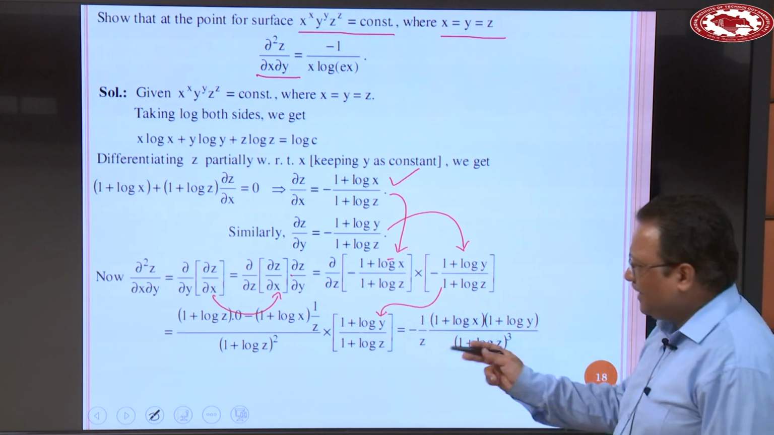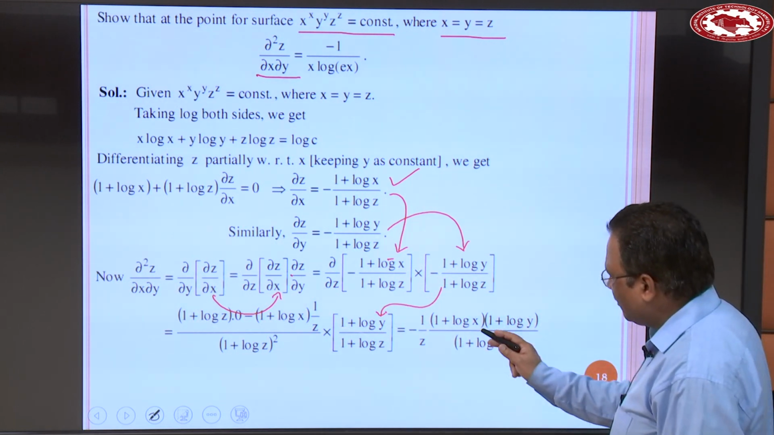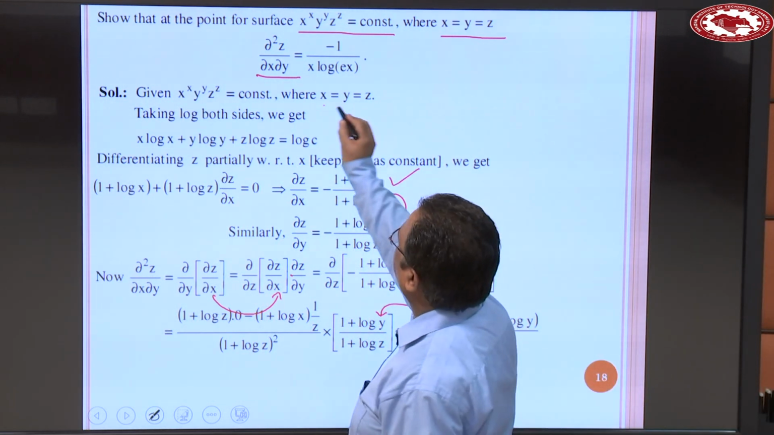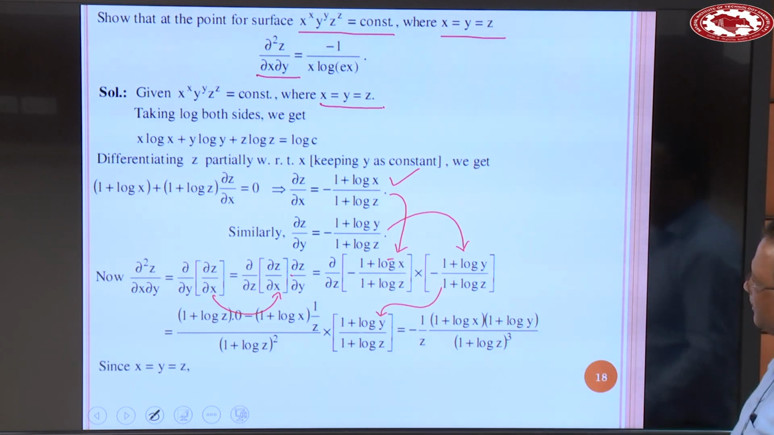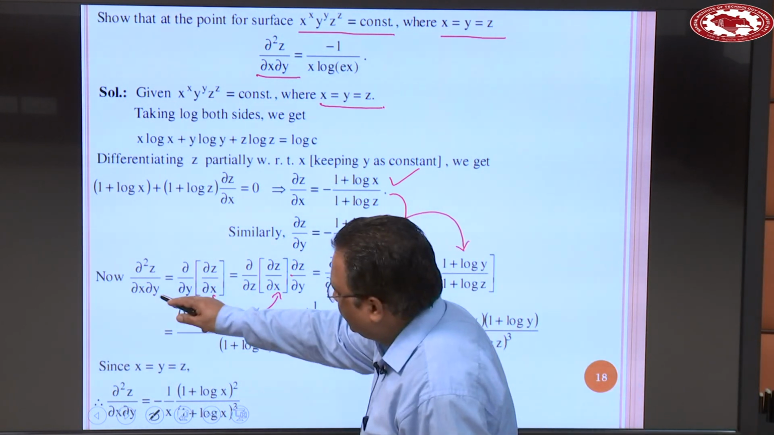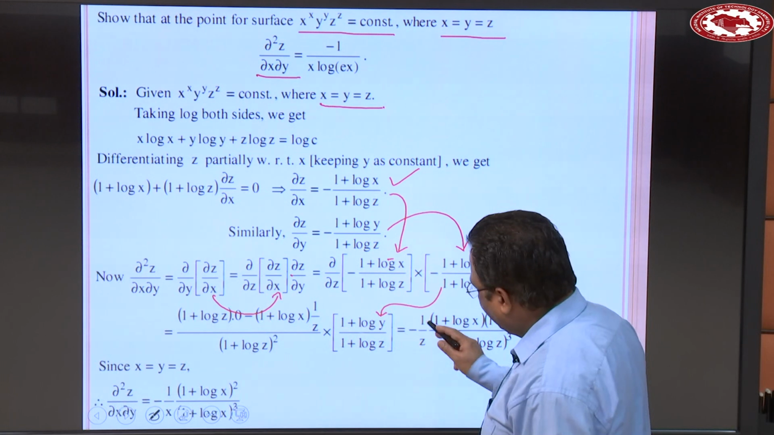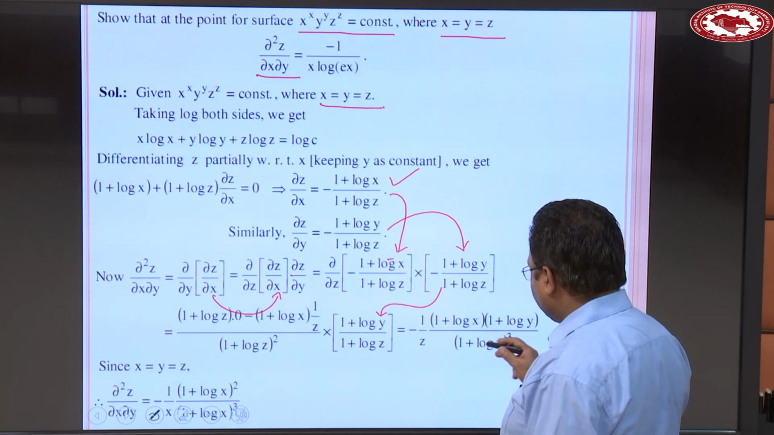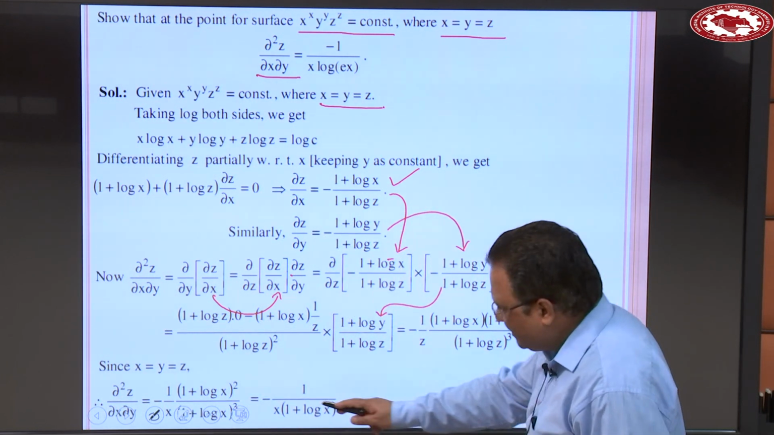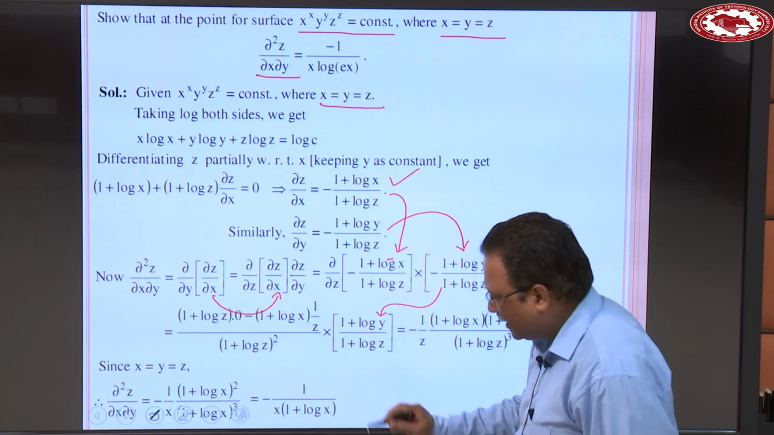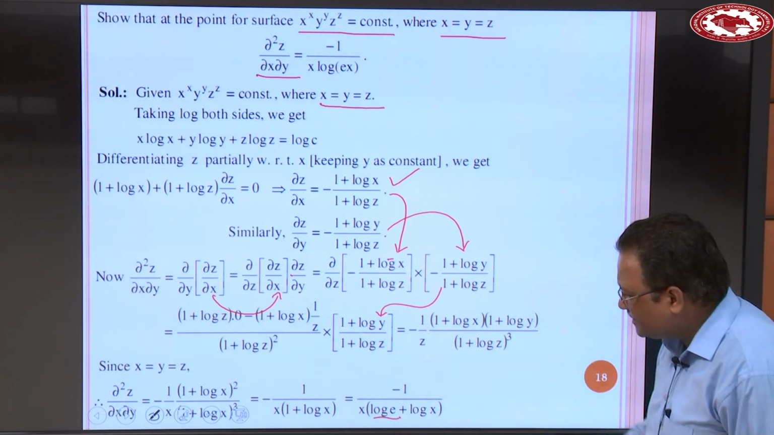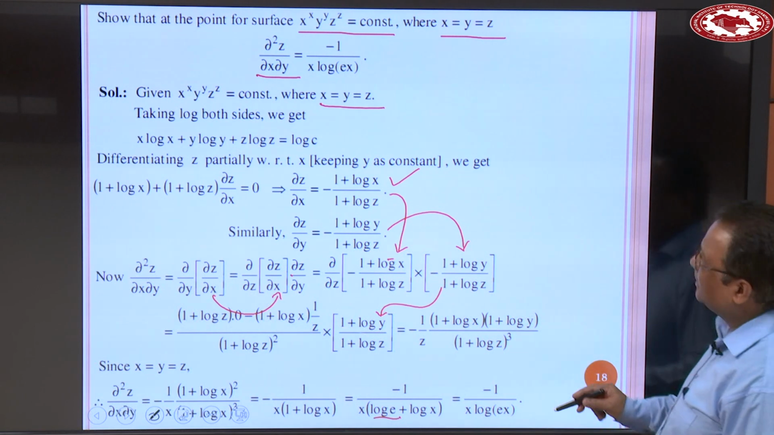Now, simplify: minus 1 over z (1 plus log x)(1 plus log y) divided by (1 plus log z) cube. Now, we have given this statement x is equal to y is equal to z. Substitute the value of z and y as x. We obtain ∂²z/∂x∂y is equal to minus 1 over x (1 plus log x)(1 plus log x) divided by (1 plus log x) cube, means (1 plus log x) square and (1 plus log x) cube. This means minus 1 over x (1 plus log x), but 1 is log e, and log e plus log x is log ex. So, minus 1 over x log ex.